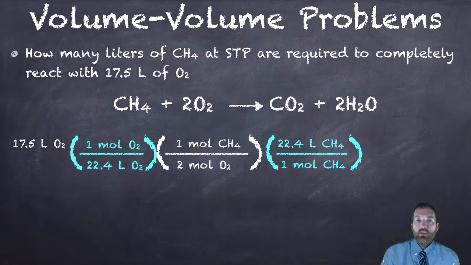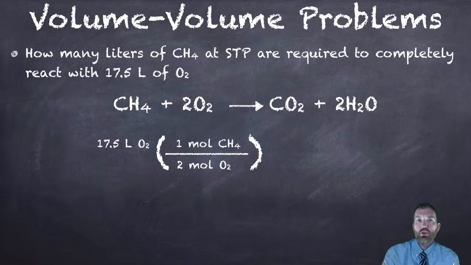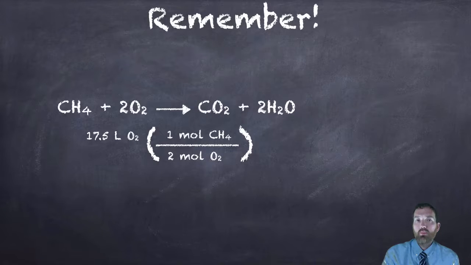But did you notice anything about these two steps here? They are inverse of one another, so they would cancel out technically. 1 mole of O2 will cross off with 1 mole of CH4, 22.4 liters of O2 will cross off with 22.4 liters of CH4. So if you have two steps that are inverse of one another, they cancel each other out. So they're really not necessary. We can get rid of them and shorten it to this. So in a volume-to-volume problem, all you have to do is multiply by the molar ratio and you'll get the answer correct. This will save you a little bit of time.